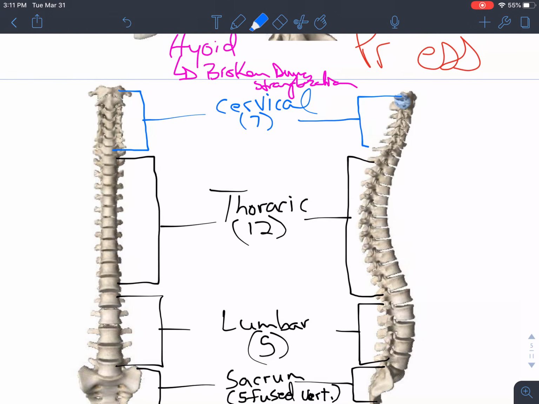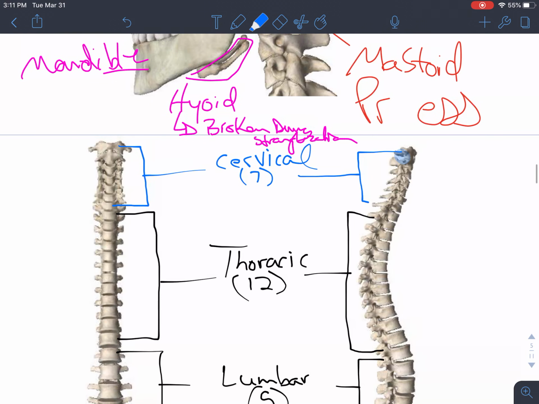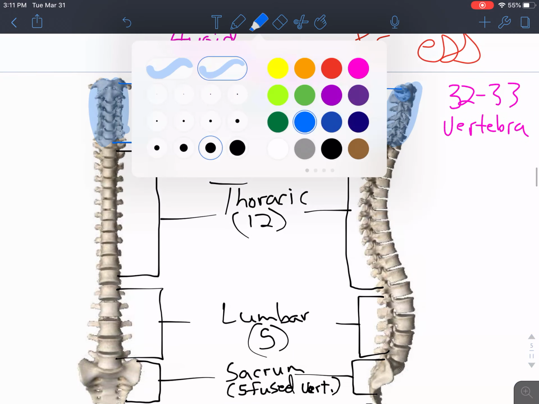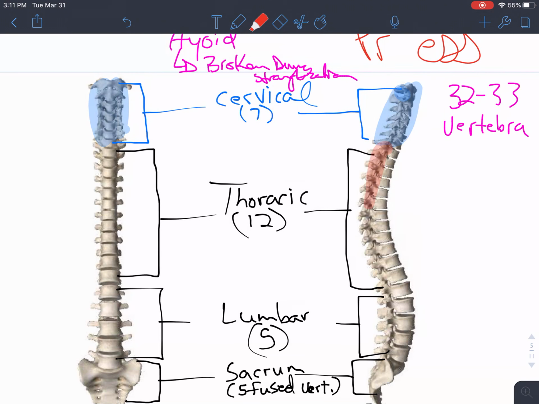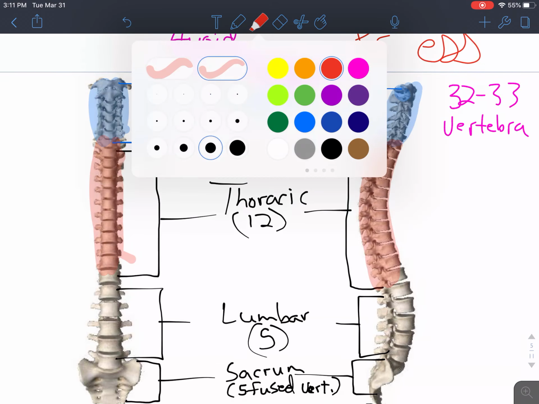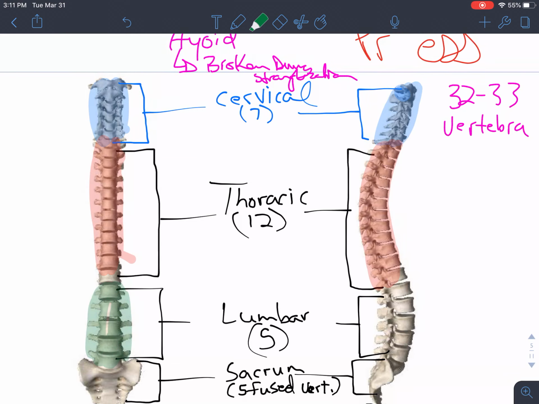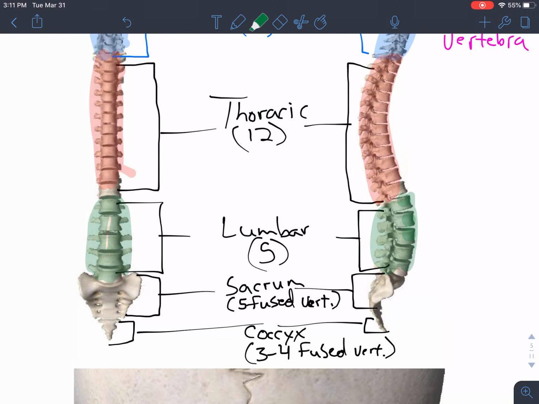So cervical region, so this is the spinal column, okay? So you have 32 to 33 vertebrae in your spinal column. So let's just go through. This isn't anything new. This is going to be kind of a review for you guys. So the first 7 are your cervical. The next 12 are your thoracic. The next 5 are your lumbar. 1, 2, 3, 4, 5. Okay, good. And then you have your sacrum.